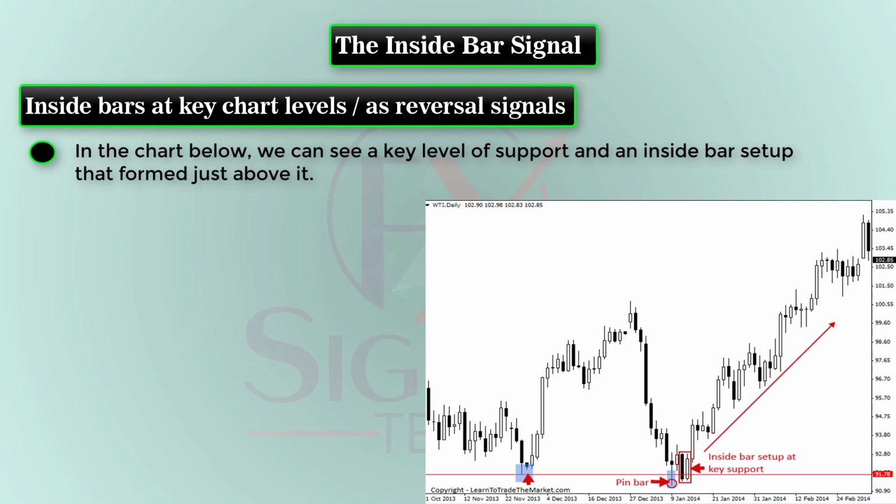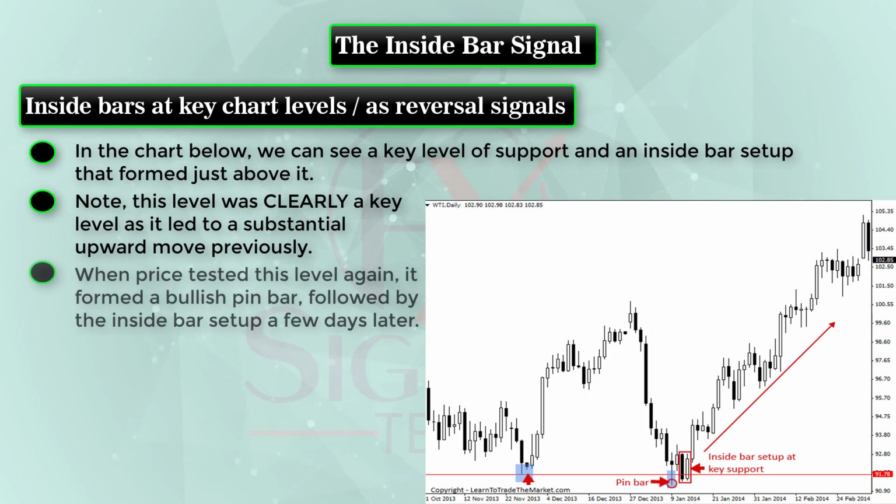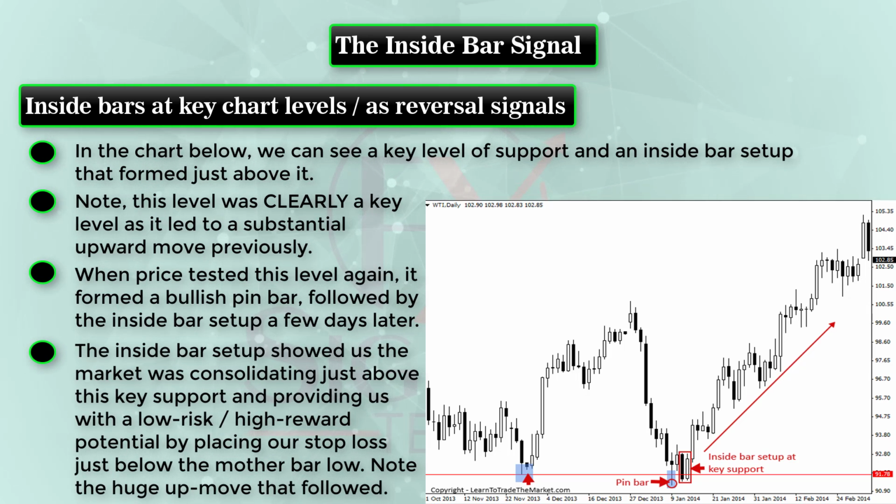In the chart below, we can see a key level of support and an inside bar setup that formed just above it. Note, this level was clearly a key level as it led to a substantial upward move previously. When price tested this level again, it formed a bullish pin bar, followed by the inside bar setup a few days later. The inside bar setup showed us the market was consolidating just above this key support and providing us with a low risk over high reward potential by placing our stop loss just below the mother bar low. Note the huge up move that followed.